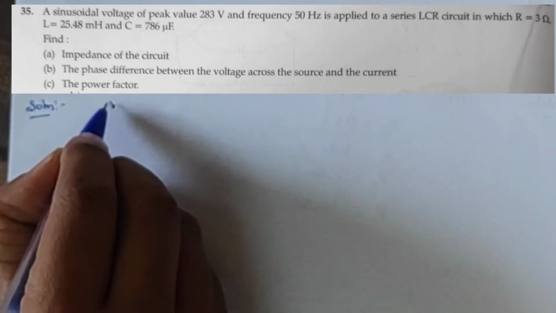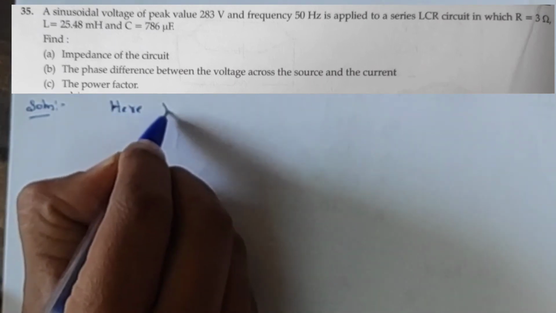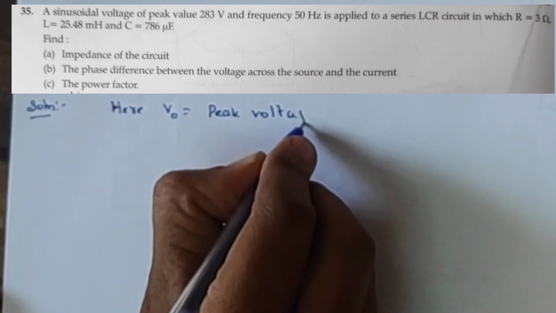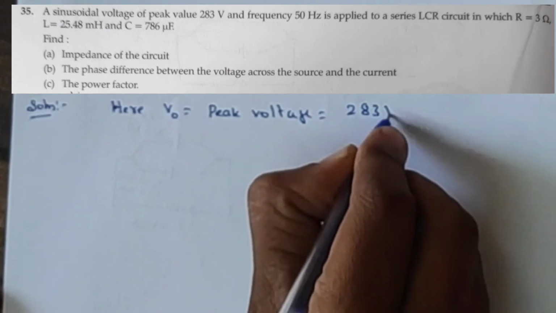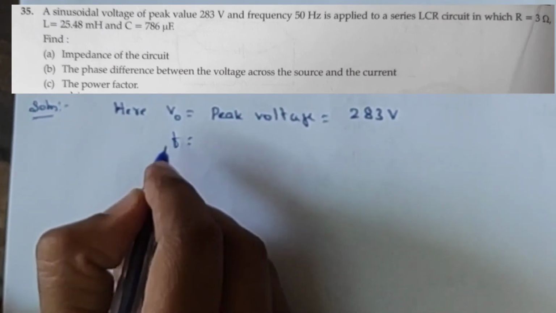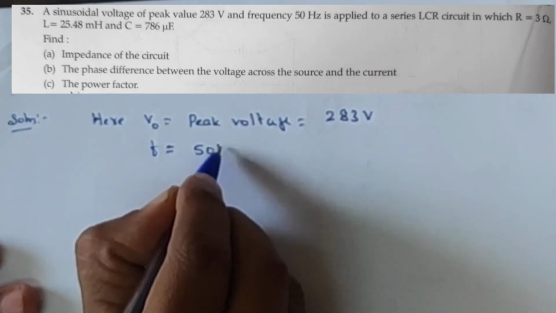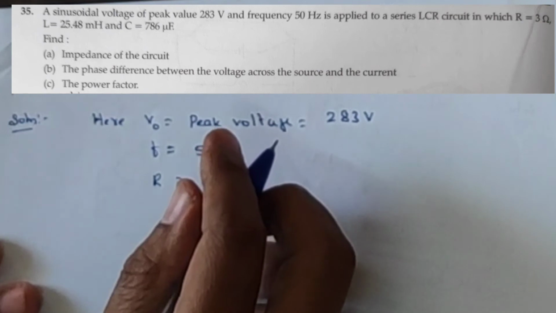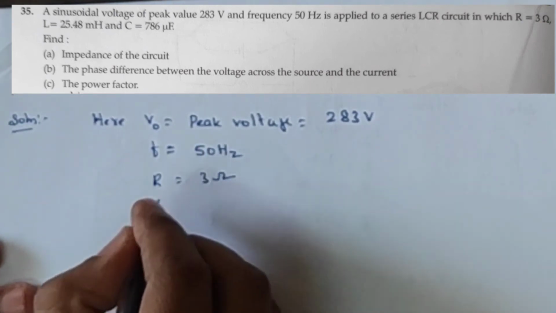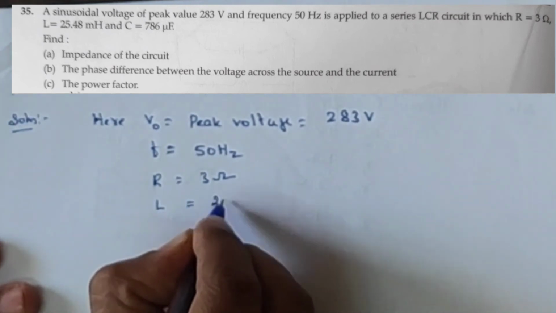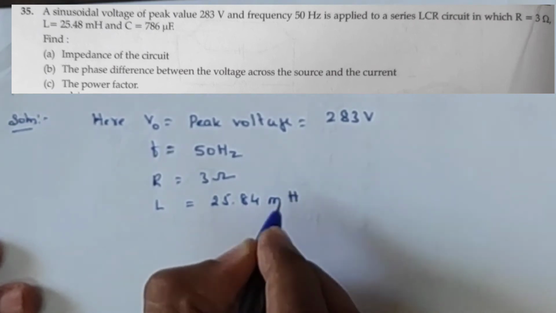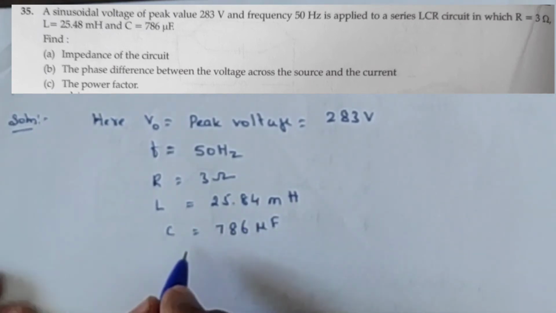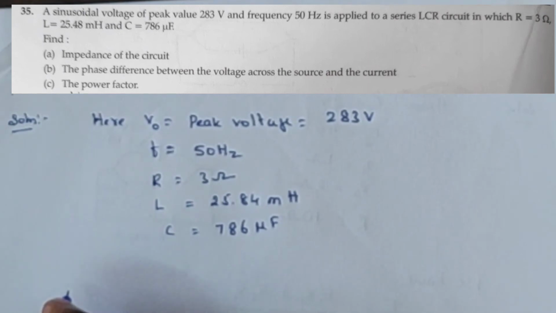Solution. Here it is given that the values V0, peak voltage, equal to 283 volt, F equal to 50 hertz, R is 3 ohm, L is 25.84 millihenry and C it is 786 microfarad. So we have to calculate first the impedance of the circuit.